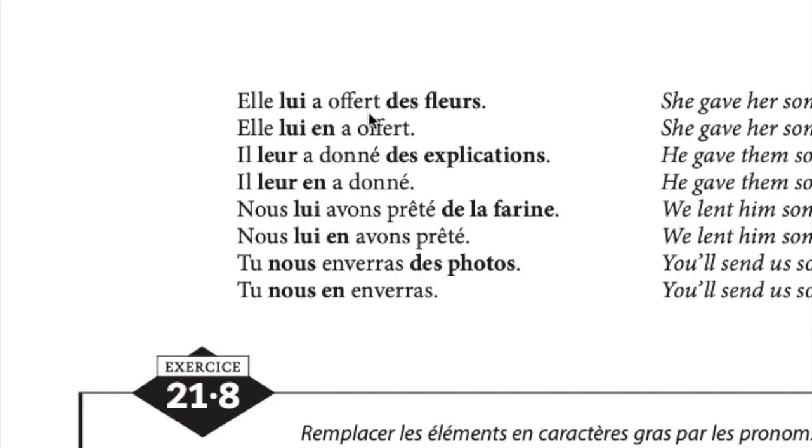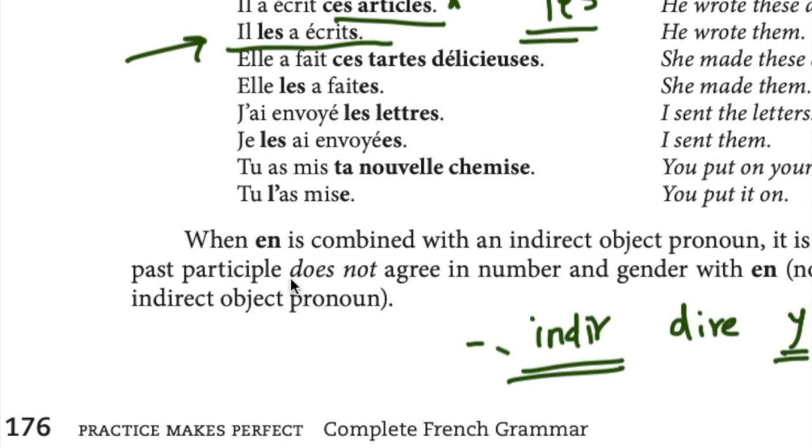Elle lui a offert des fleurs. Elle lui en a offert. Okay, so now we are using en here, right? So en will come second. We don't match the participle with any of them. Okay. The past participle never agrees with y or en or indirect object pronouns.